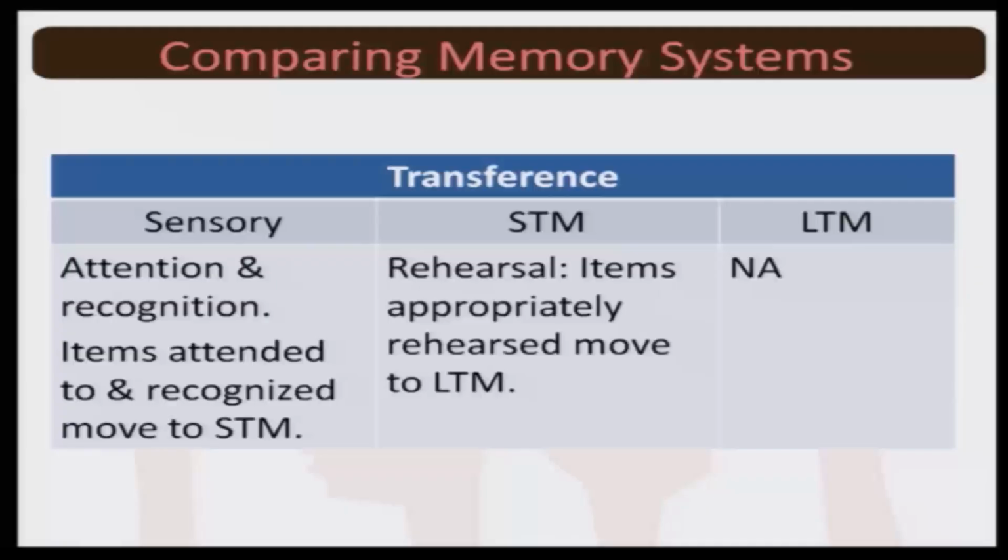Then we come to transfer in memory. In terms of transfer, we have the long term memory where transfer is not at all needed, because information is already stored there and it has nothing to do beyond that. But in case of sensory memory, attention and recognition play an important role. Items that are attended to and items that are recognized have the likelihood of moving towards the short term storage. Items which you do not pay attention to and items that you fail to recognize will not be forwarded to the short term storage.